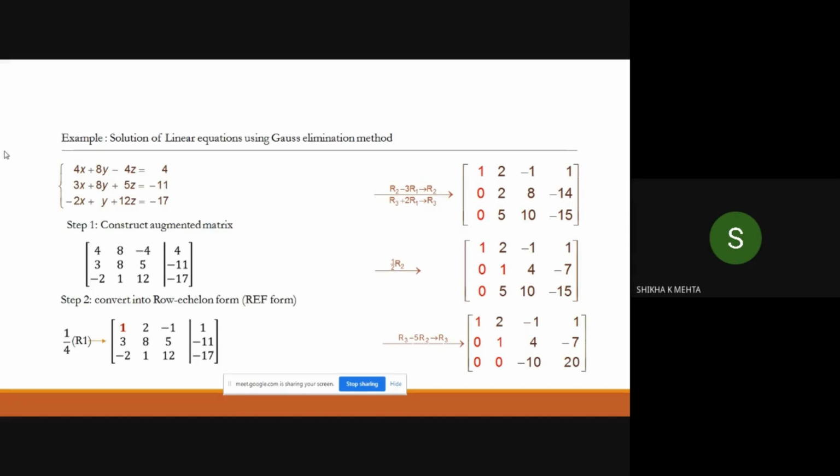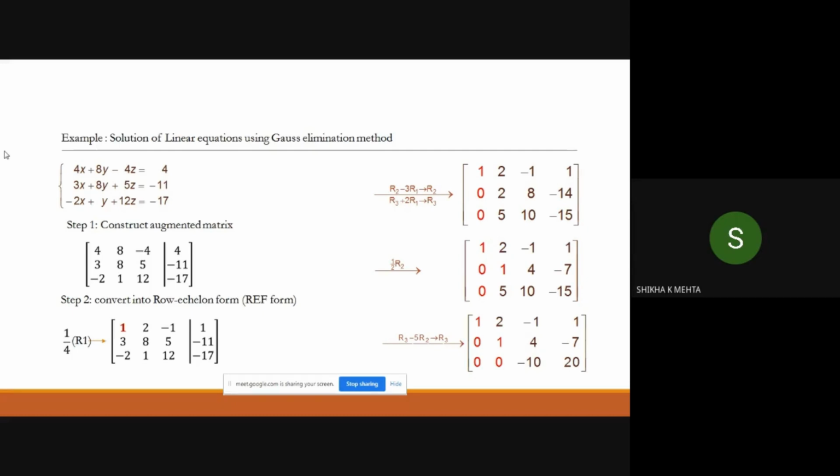Now in the first step, because in the second row we have 3, 8, 5, and we want to make the 3 to be 0, we can do that only by multiplying row 1 by 3 and then subtracting it. So the same process is being followed, R2 minus 3R1. This is R2, and we multiplied row 1 by 3, so we get 3, 6, minus 3, and 3. When we subtract that, we get 0, 2, 8, and minus 14.